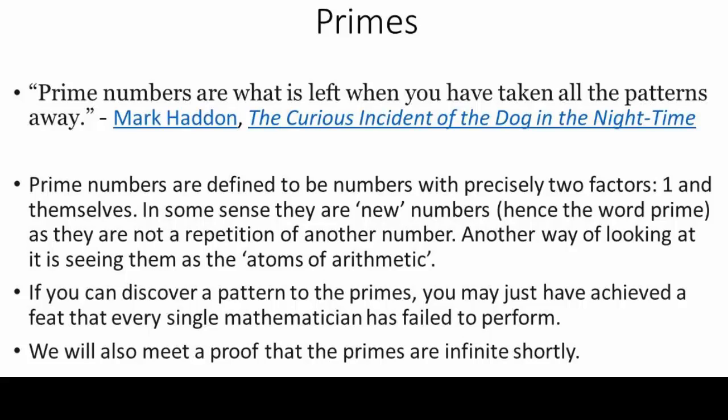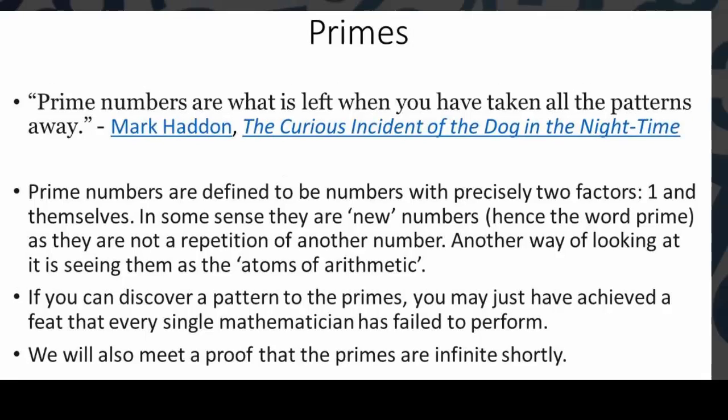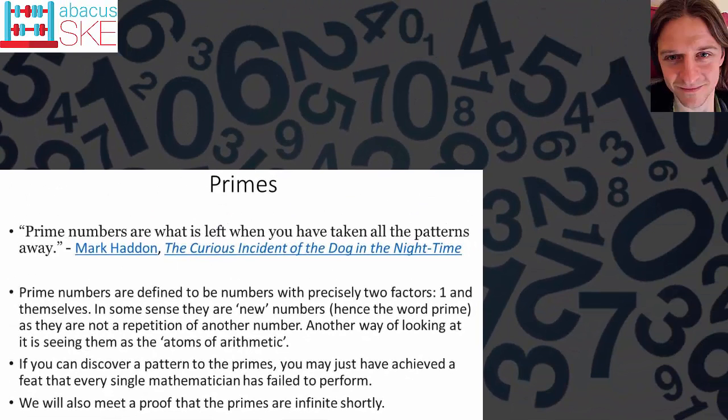There are naturally other descriptions which have been given. Another one is Marcus du Sautoy, who famously described them as the atoms of arithmetic. Actually, he may not have been the first to say that, but they are essentially new numbers, numbers which are new to the number system. They have precisely two factors, one and themselves. In some sense they are new numbers, hence the word prime, as they are not a repetition of any other number. Another way of looking at it is seeing them as the atoms of arithmetic, as just mentioned.